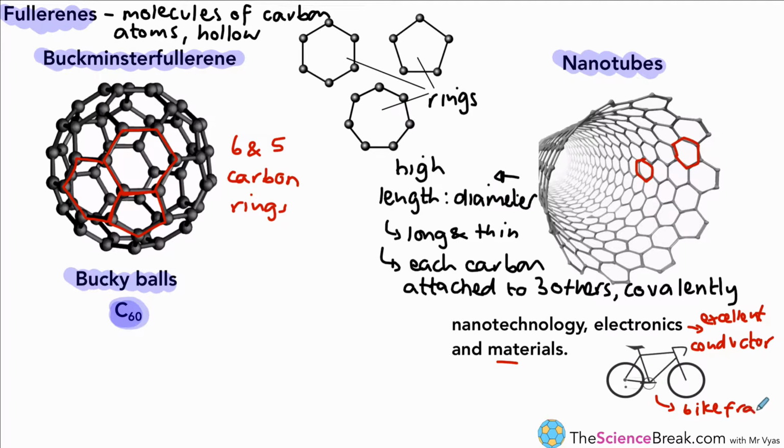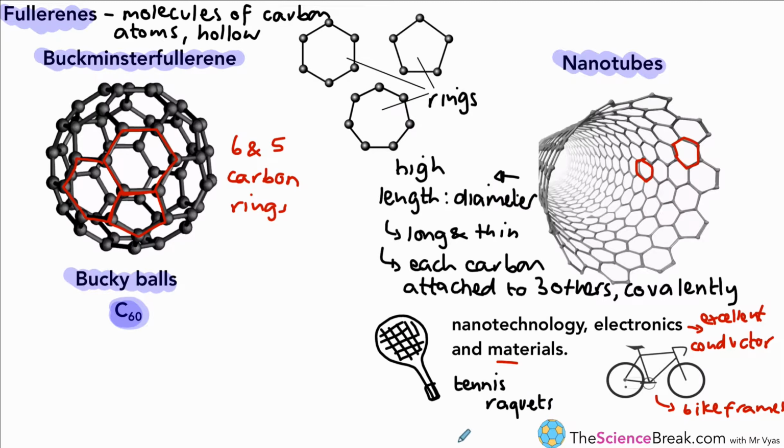So for example, bike frames. Bike frames can be made strong and light by incorporating nanotubes. And in fact, one common use we have already at the moment is that of tennis rackets. So tennis rackets have long nanotube fibers that make them strong and very light.